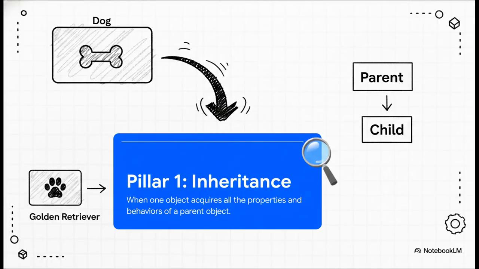First up is inheritance, and honestly, it works pretty much exactly like it sounds. It creates a parent-child relationship between classes. The child class can inherit all the properties and behaviors from the parent class. This is amazing for reusing code. I mean, why build a poodle class from scratch when you can just say it's a type of dog and it automatically gets all the basic dog stuff?